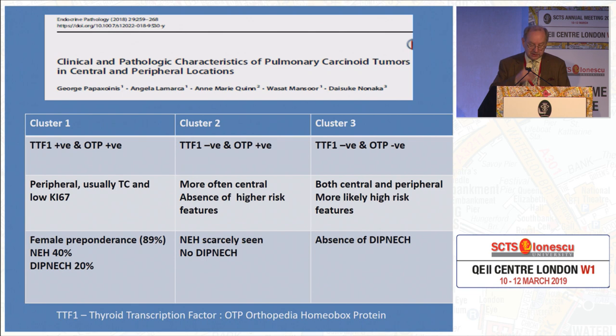Very interesting paper from Wass's group just come out, I think in the last year, isn't it? It gives some clues as to differences between central and peripheral tumors, and I hope I'm not stealing your thunder here. They've identified three clusters, and you can see there's TTF1, the thyroid transcription factor, and the orthopedia homeobox protein OTP, and CD44. If it's double positive, they appear to be cluster one. They look as though they're more favorable, more females, maybe a little bit more in the way of dipnecks. But if you've got TTF1 negative and OTP positive, then these more often are central. A slightly higher risk group, but then you've got the double negative, which can be both central and peripheral, but these have much more in the way of high risk features, and they don't seem to show the dipnecks.